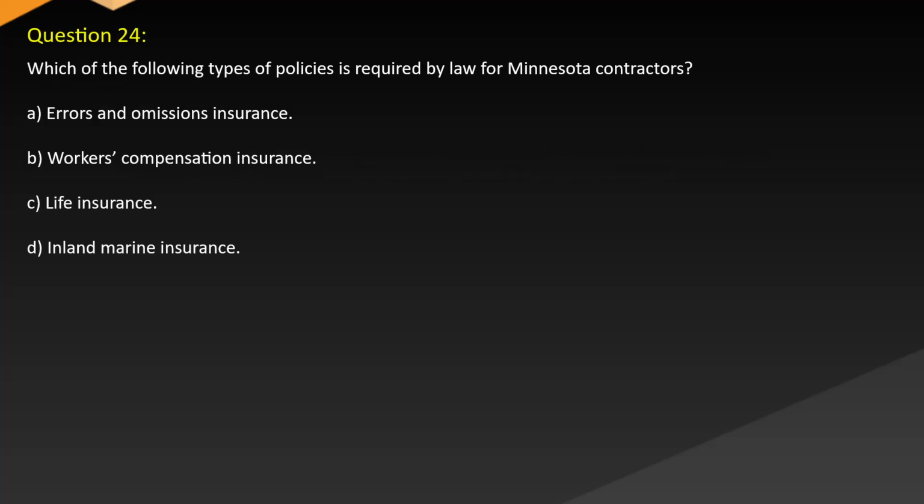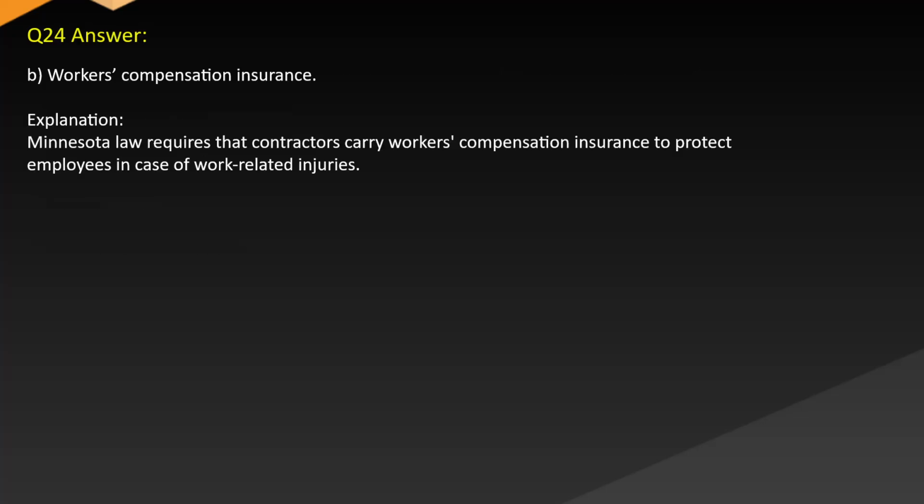Question 24. Which of the following types of policies is required by law for Minnesota contractors? A. Errors and omissions insurance. B. Workers' compensation insurance. C. Life insurance. D. Inland marine insurance. Answer B. Workers' compensation insurance. Explanation: Minnesota law requires that contractors carry workers' compensation insurance to protect employees in case of work-related injuries.